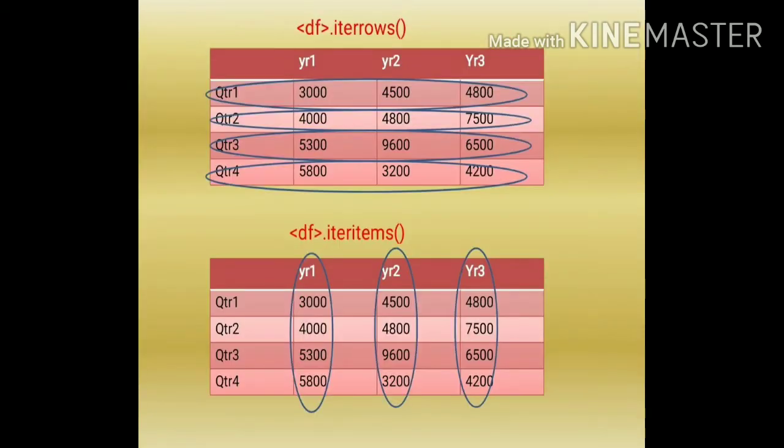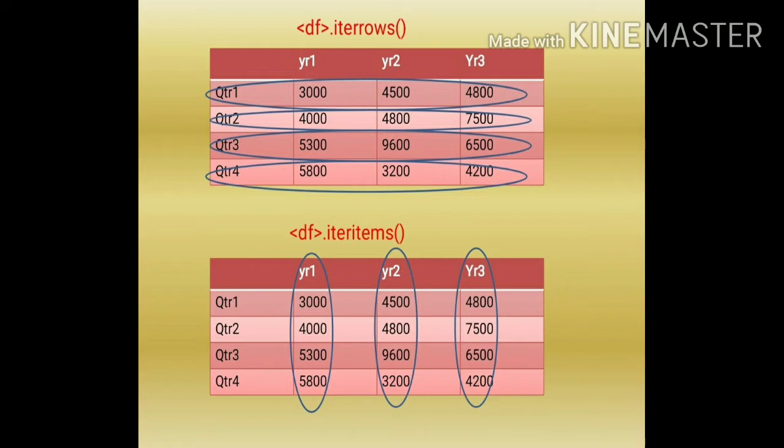Now see, the first method in this particular table, df.iterrows. In this iterrows, you can see four different circles, and these four circles are actually row wise or horizontal circles. So whenever we use the iterrows function, output will be displayed row wise, means all the values of yr1, yr2, yr3, which are three column headings, in the first row will be displayed. Then qtr2, which is the index of the second row, its output will be displayed, then qtr3 and then qtr4, means the answer will be displayed row wise.